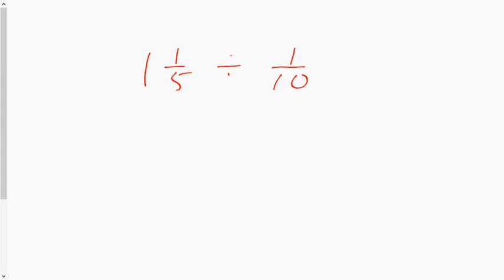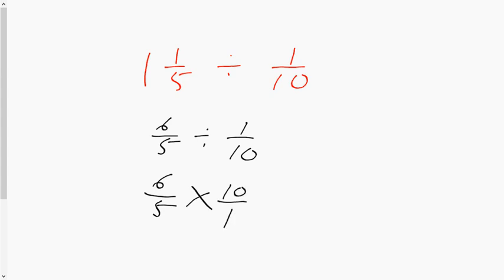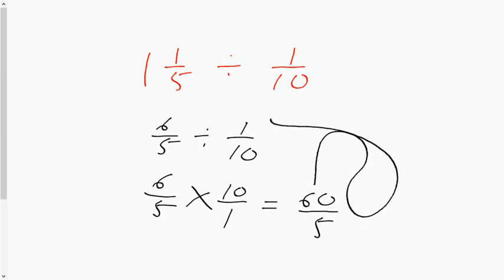Now, if I had to just work with fractions, what would I have done? I would have said, okay, this is 6/5 divided by 1/10. I'm going to change that mixed fraction to improper. Then I'm going to keep that first fraction, change the division to multiplication by the reciprocal, and I get that. Then I multiply my numerators, multiply my denominators. 60 over 5 is exactly 12. 60 divided by 5 is 12.